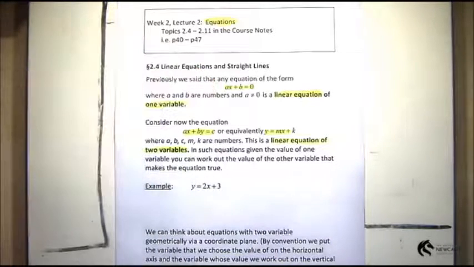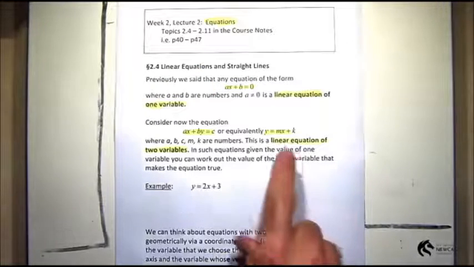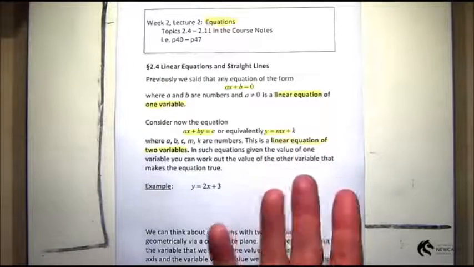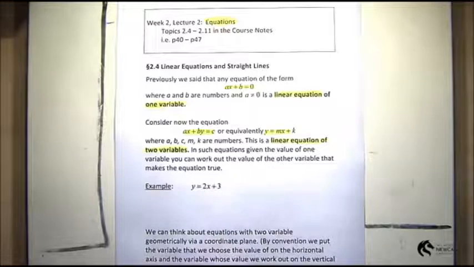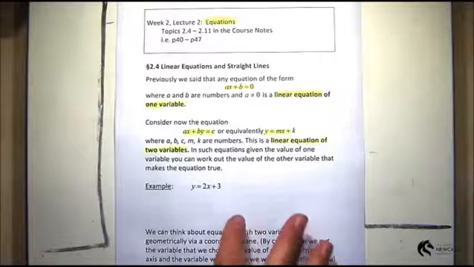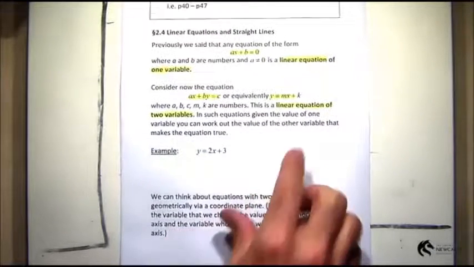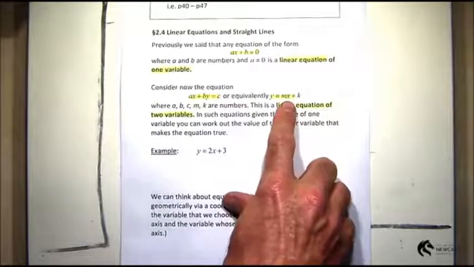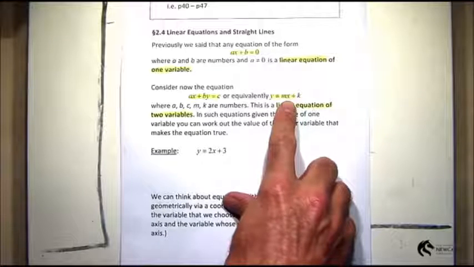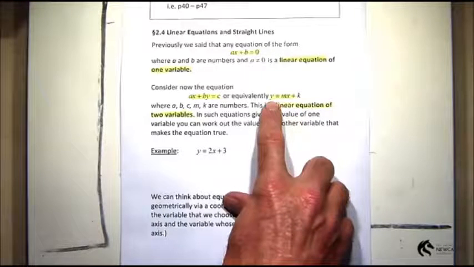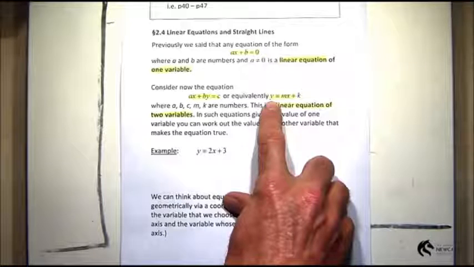And what you will see is when you have a linear equation of two variables, there are lots and lots and lots of values that will make that true. In fact, there's an infinite number of values that will satisfy this thing. And so what we can do is, if I choose the value for one variable, say x, then I can work out the variable for y that makes the equation true.